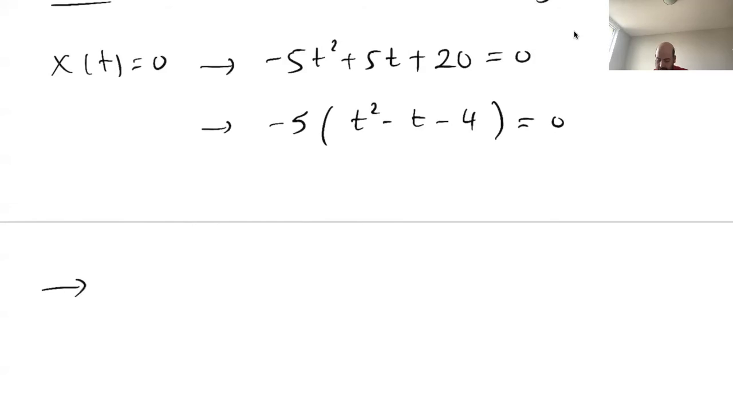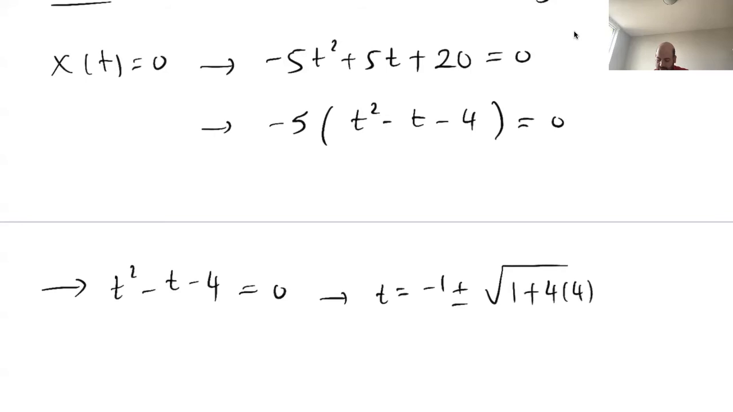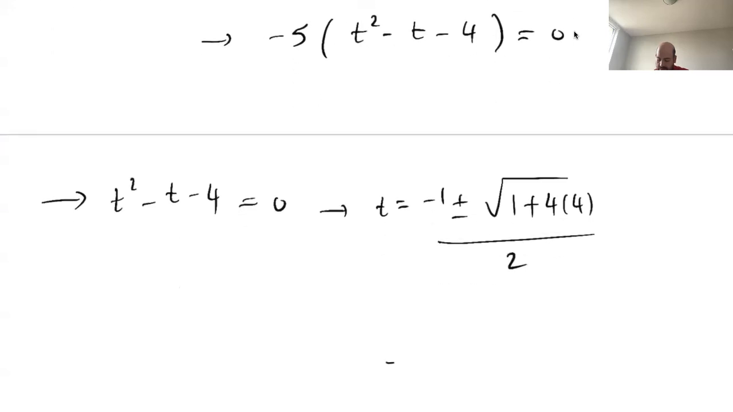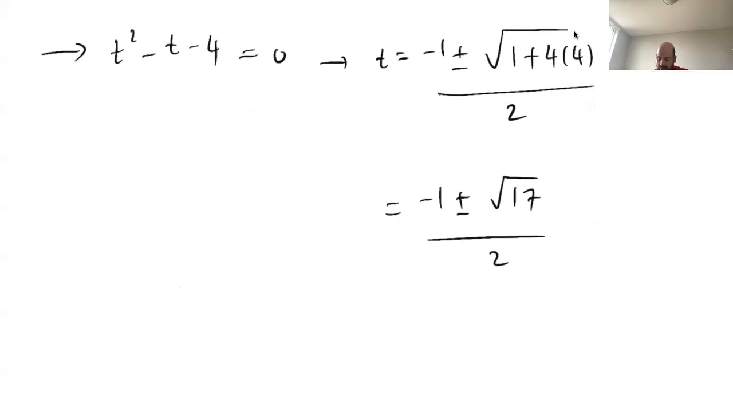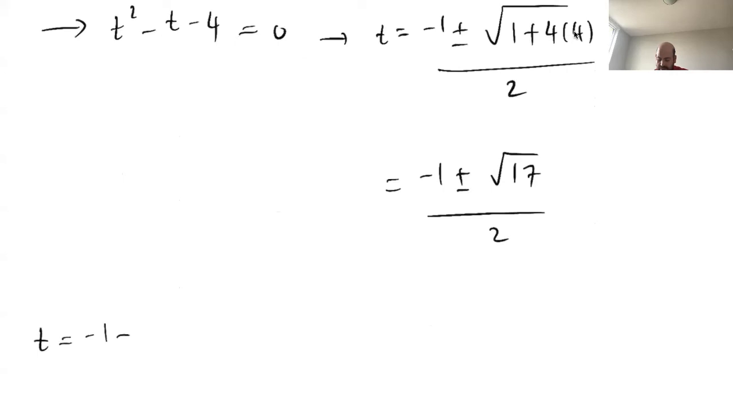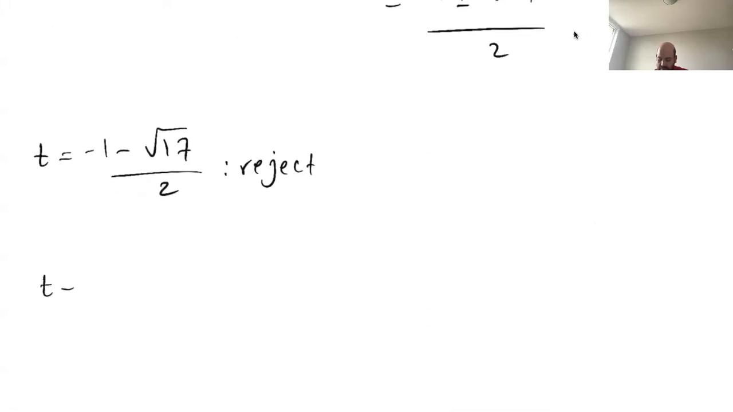So then t squared minus t minus 4 equals 0. And then t equals minus b plus or minus root b squared, which is 1, plus 4 times 4 minus 4ac, divided by 2. So minus 1 plus or minus root 17 divided by 2. So the minus 1 we have to reject. So t equals minus 1 minus root 17 over 2 we have to reject. And therefore we'll have t equals minus 1 plus root 17 over 2.